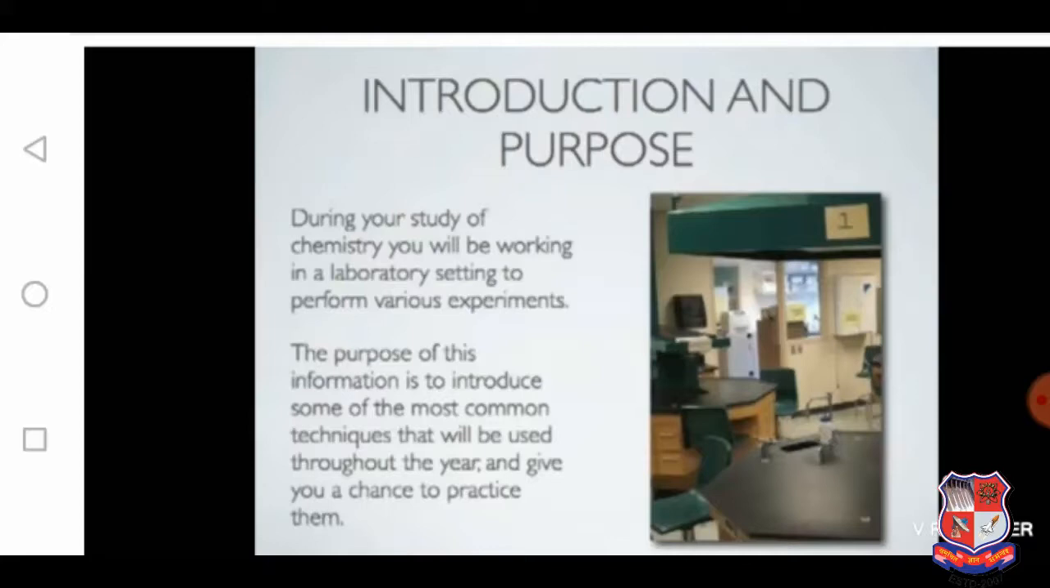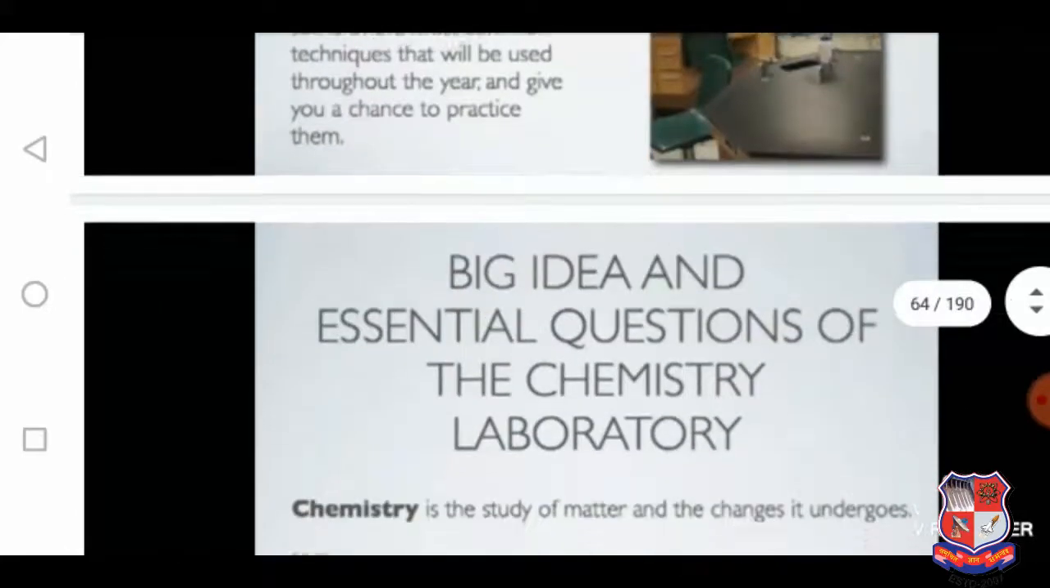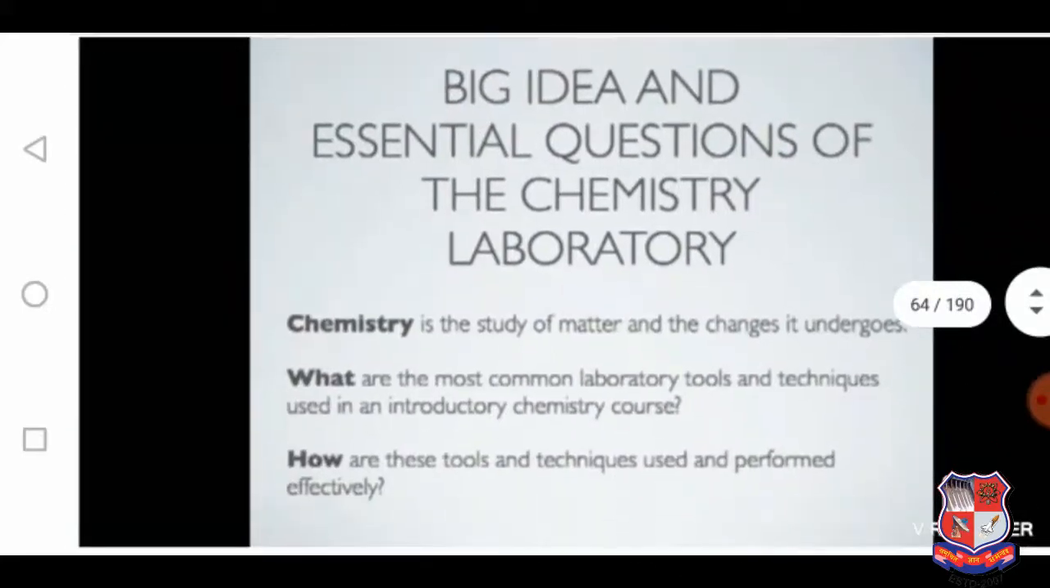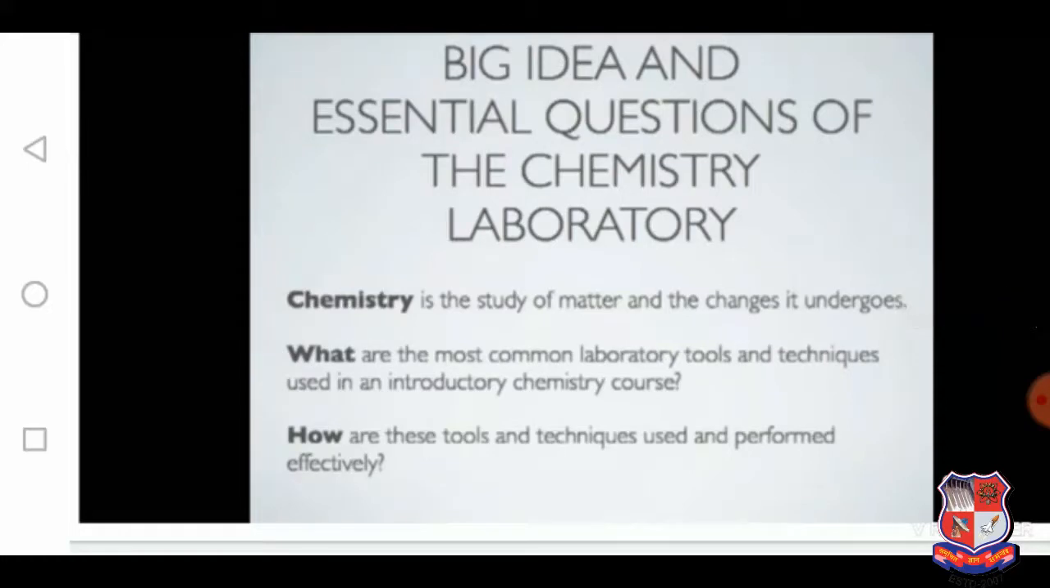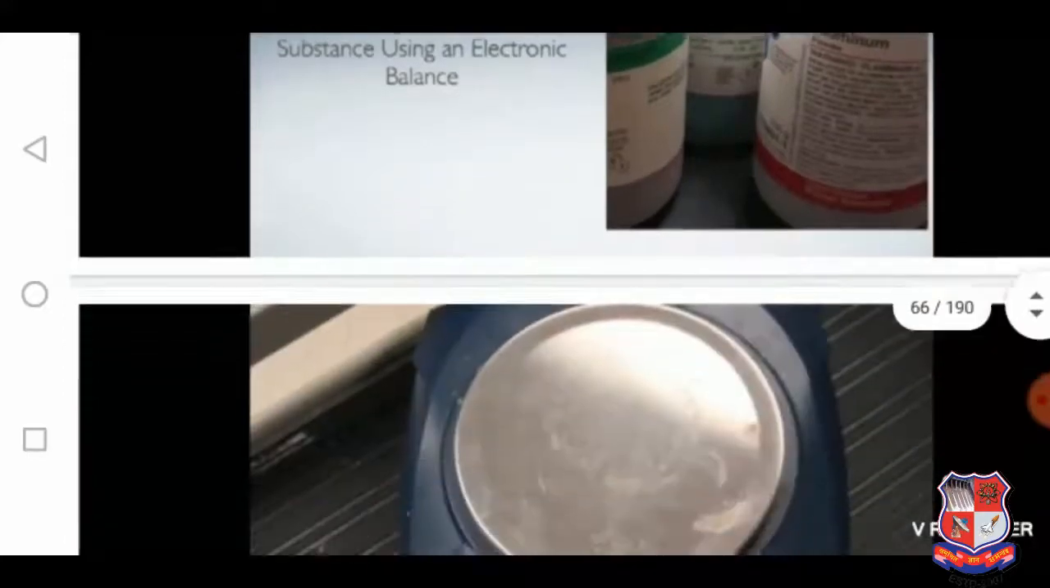During your study of chemistry, you will be working in a laboratory setting to perform various experiments, and this is the case. Chemistry is the study of matter and the changes it undergoes. So technique number one is measuring the mass of a substance using the electronic balance.